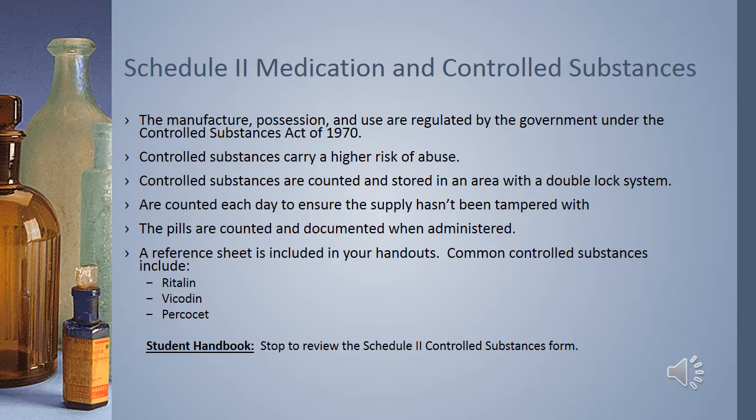And there's a reference sheet included in your handouts. A list of controlled substances is in there, and some common controlled substances are Ritalin, Vicodin, and Percocet. In your student handbook, stop to review the Schedule II controlled substances form.